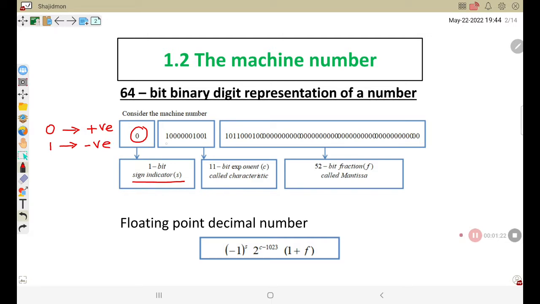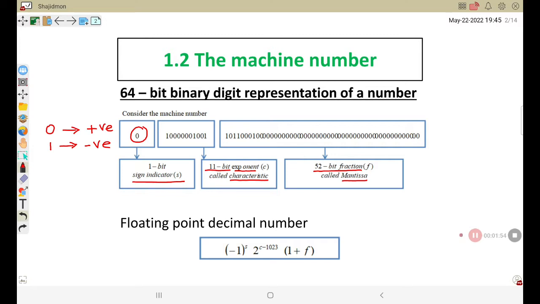Now the remaining 11 bits we are calling the exponent or characteristic part. We are using the letter C for representing the second part, 11 bits. And the next 52 bits we are calling the fractional part or mantissa. So totally we have a 64-bit representation. This is the IEEE 754 standard format for representing a decimal number in 64-bit binary digits.